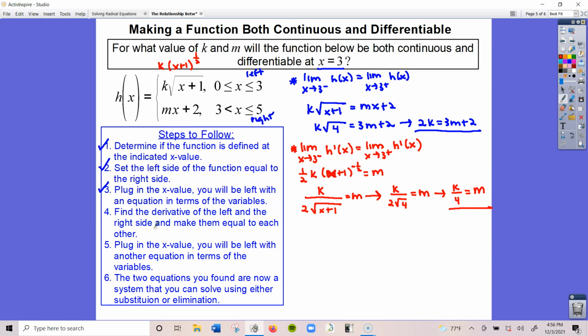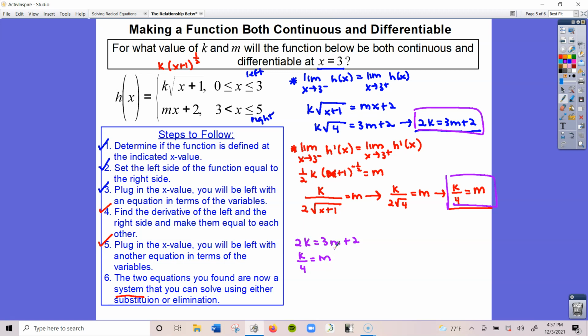From here, okay, so let's see where we are here on our steps. We found the derivative of the left and make it equal to the derivative of the right. We plugged in the x value and we are left with another equation in terms of those variables. Now those two equations become our system, and we have to now solve that system. So here's one equation, and here's the other. So I got 2k is equal to 3m plus 2, and k over 4 is equal to m.